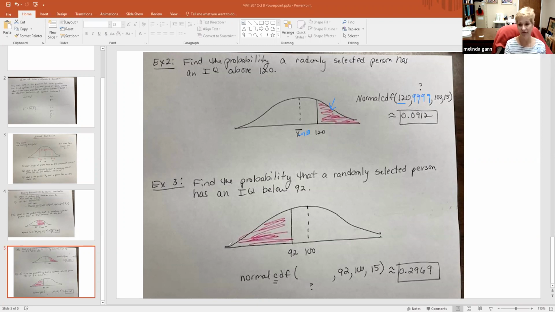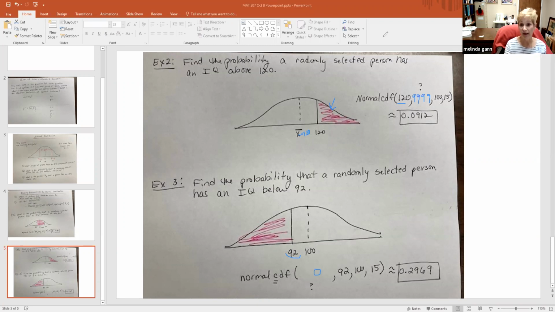What if you're missing your left endpoint? Look at this one. Find the probability that a randomly selected person has an IQ below 92. Well, this time the right endpoint is 92, the mean is 100, and the standard deviation is 15. This time I'm missing my left endpoint. So I think, okay, well, nobody's going to have an IQ below 0. So I might use 0.